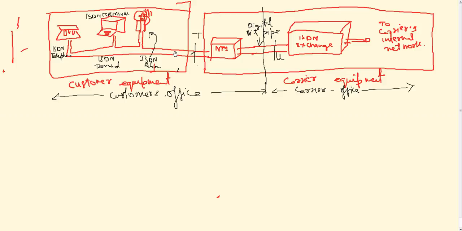Now we may have a lot of channels in this bit pipe, and this can be done by time division multiplexing, because, for example, I have three devices here this time, so I need to multiplex my digital pipe. So maybe I will use a TDM.